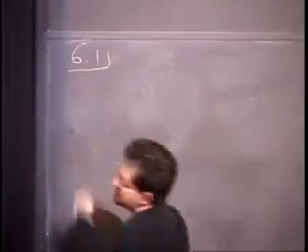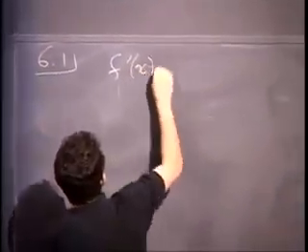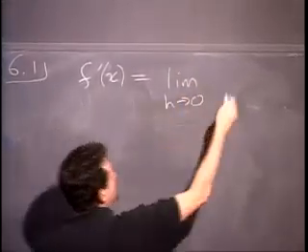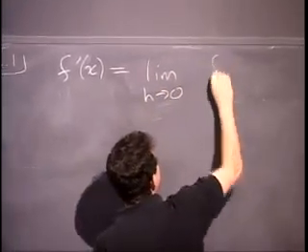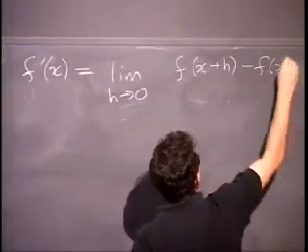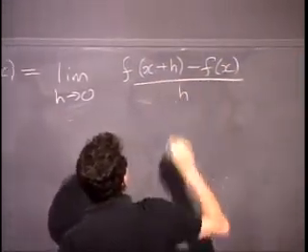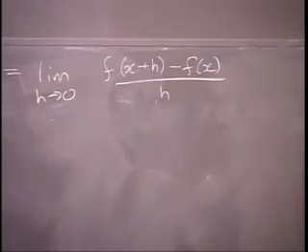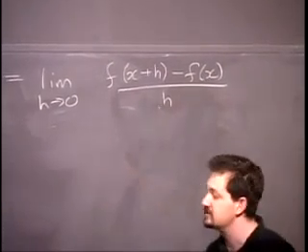So here we are in chapter 6, and the first thing I'd like to talk about is we've got this formula for the derivative. F prime of x is the limit as h goes to 0. You could write delta x instead of h, but I'll just keep it as an h. F of x plus h minus f of x over h. So that's the definition of the derivative. Of course, if the limit doesn't exist, then the derivative is not defined at x.